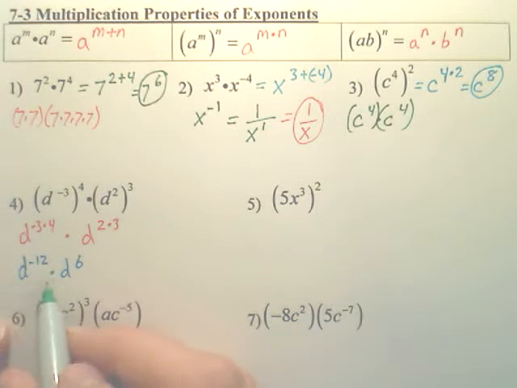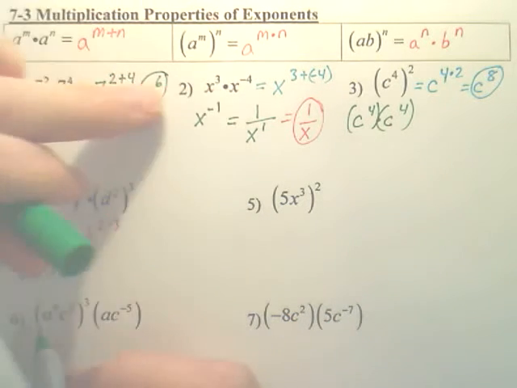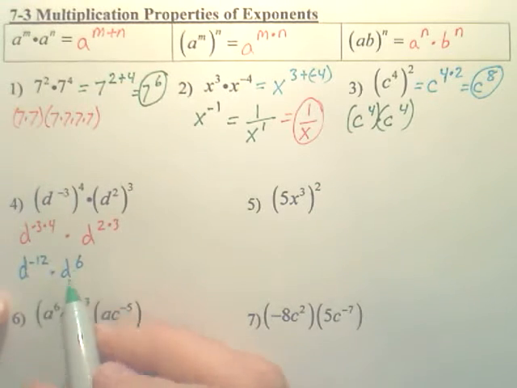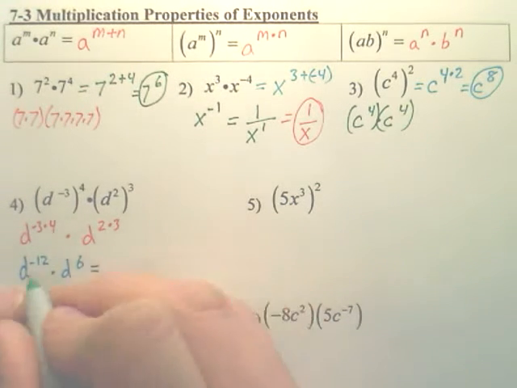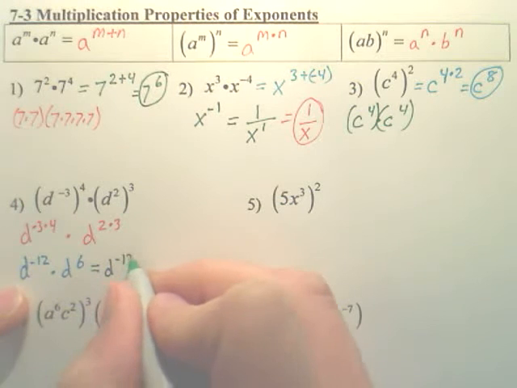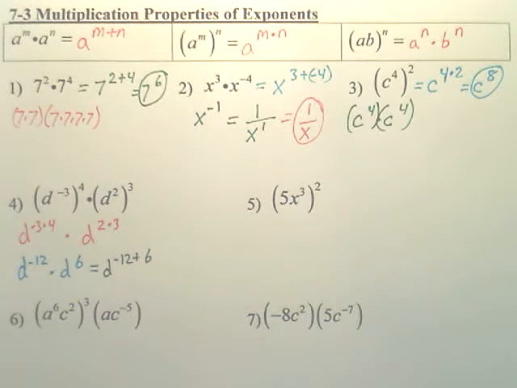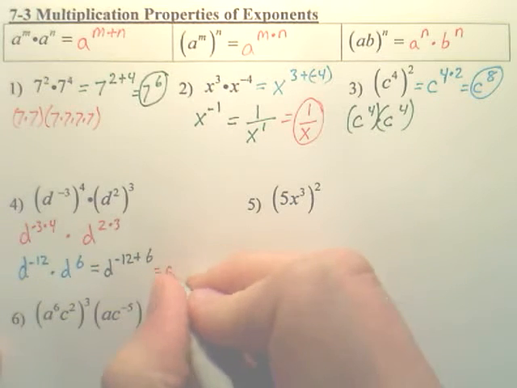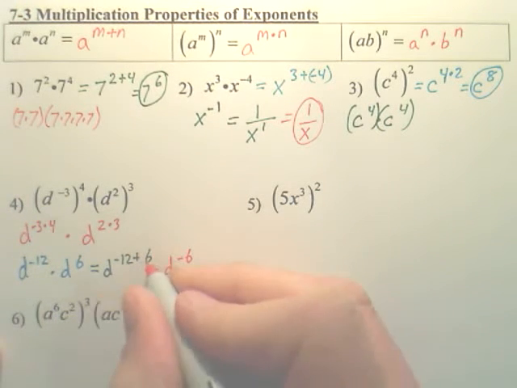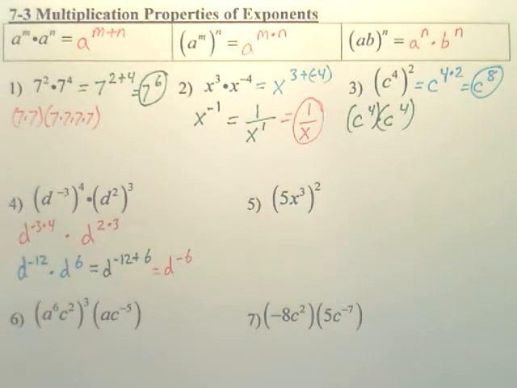Okay, and then we look here. Oh, that looks like this property right here, or this 1 and 2, which means you can add these powers. So it looks like my final answer would be d to the negative 12 plus 6. And you add the powers, so finally we have d to the negative 6, because negative 12 plus 6 is negative 6. Oh boy, this one's long.